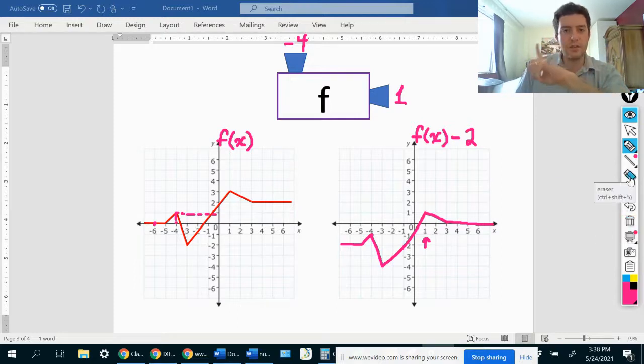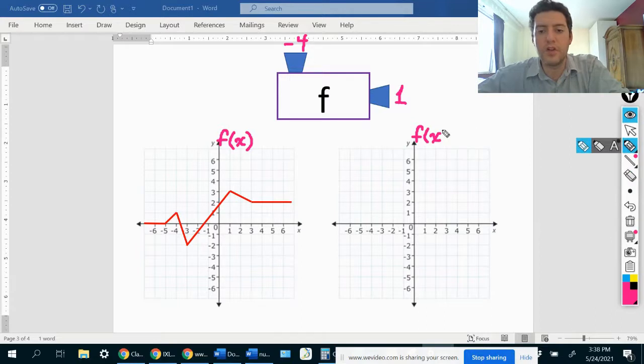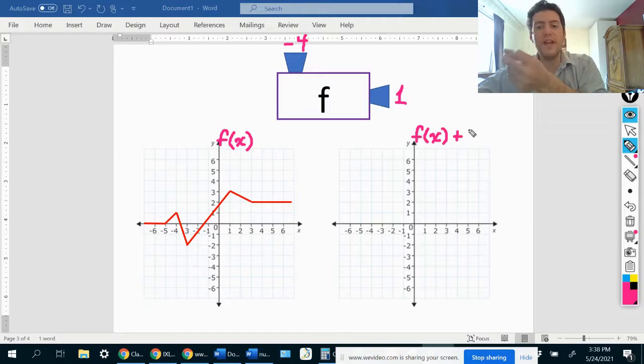Now let's do something a little bit trickier. Now, remember before we did the function, so we took our x value and plugged it into the function, and then we added 2 to the result, okay?